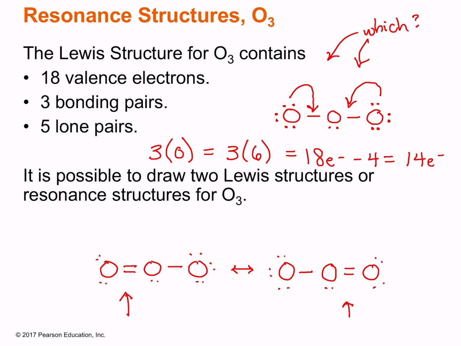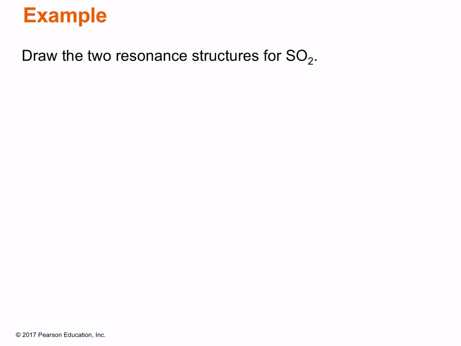So these are resonance structures. Let's try another one. Let's draw resonance structures for SO2. Following our HONC rule to figure out which one goes in the middle, you would realize that oxygen and sulfur are stacked on top of each other. So how do I know which one goes in the middle?